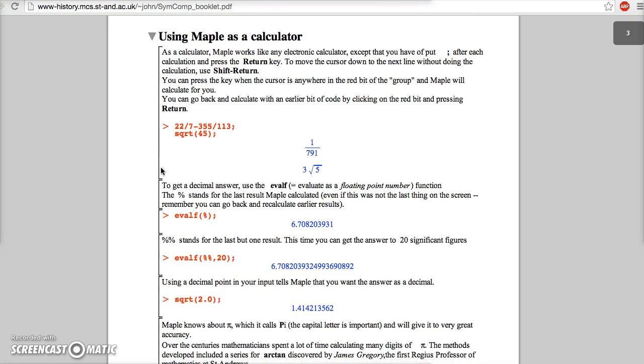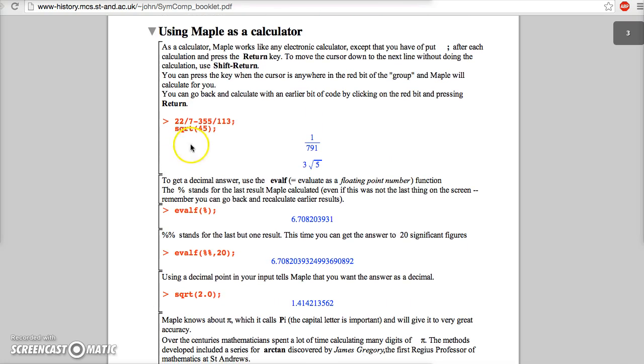So Maple 18, like I said, can do crazy intricate things, or it can solve any basic computation. What this is saying here is that it works like any regular calculator. You just input what you want, and it'll give you an output over here. The only difference is that you have to put a semicolon after each thing that you're inputting to get different answers. So here's 22 over 7 minus 355 over 113 equals 1 over 791, and the square root of 45 goes to 3 root 5.